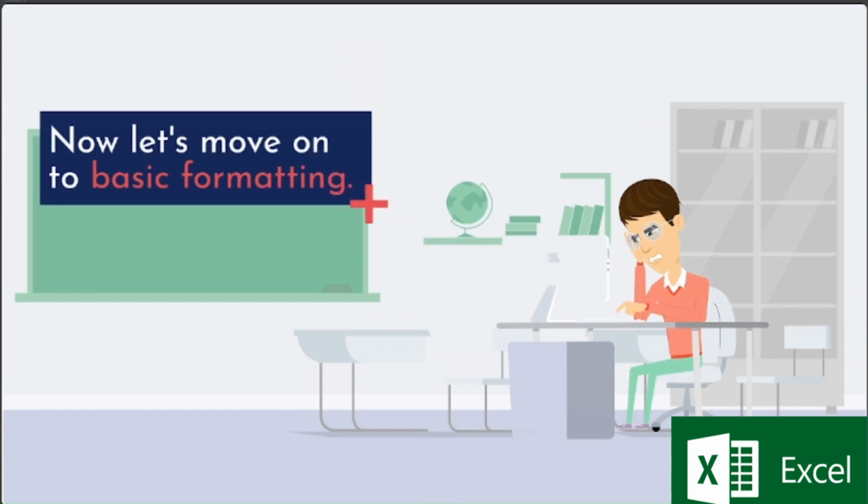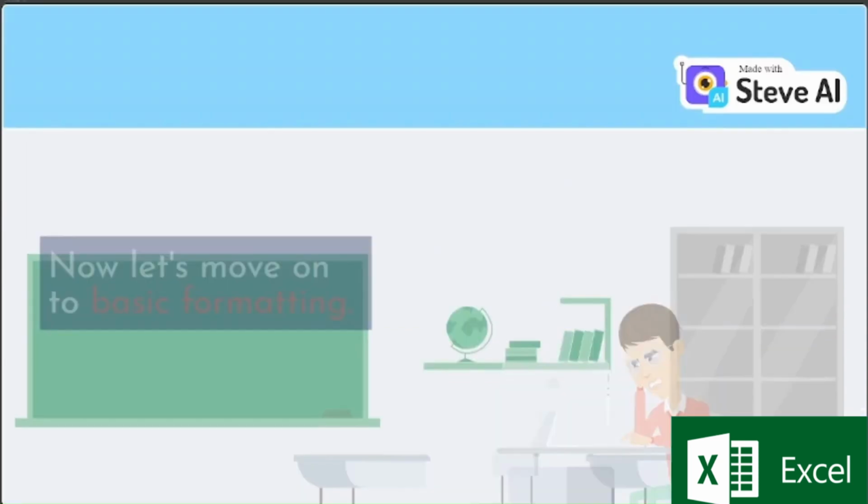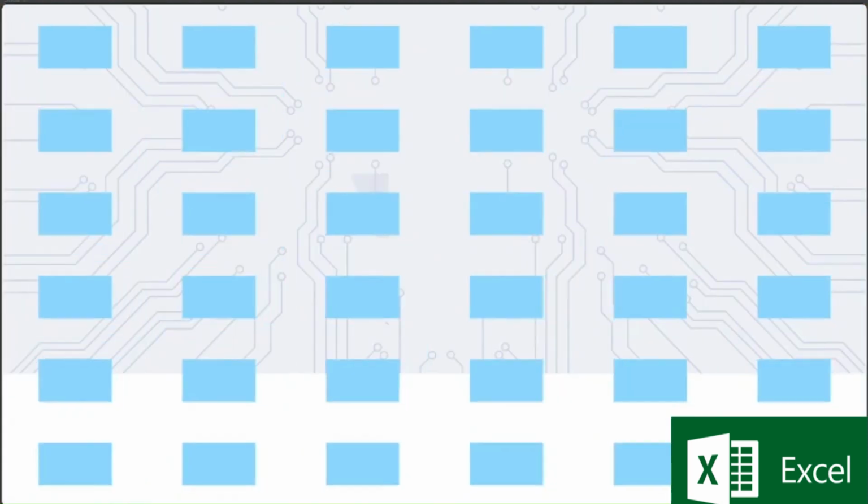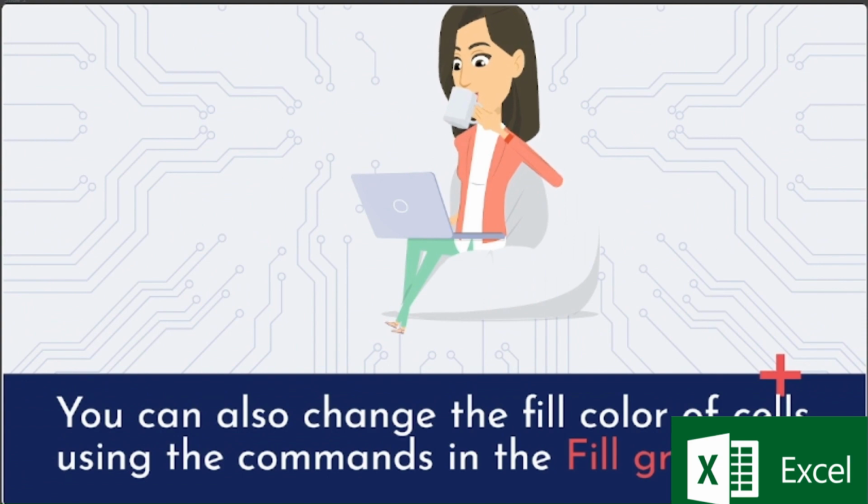Now let's move on to basic formatting. You can change the font size and font color of your text by using the commands in the font group on the Home tab. You can also change the fill color of cells using the commands in the fill group.